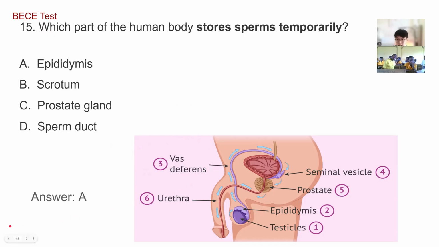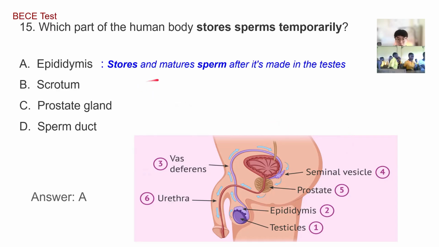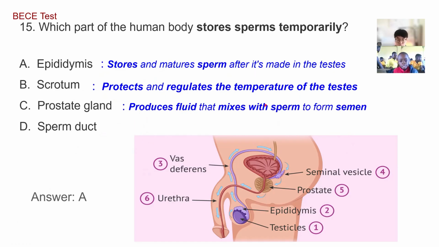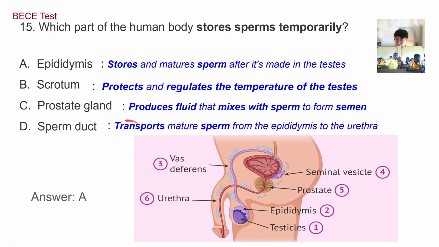So remember that sperm are made in the testicles, then stored in the epididymis, and it is moved by the vas deferens. So yeah, great job. The epididymis stores and matures sperm. And the scrotum is where it protects and regulates the temperature of the testes. And the prostate gland is the part where it produces fluid. And the sperm duct transports the sperm.